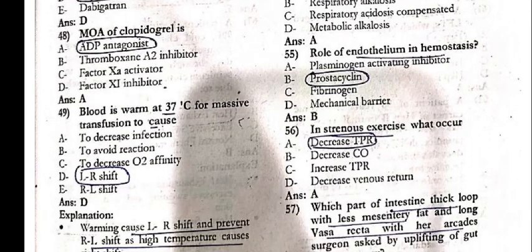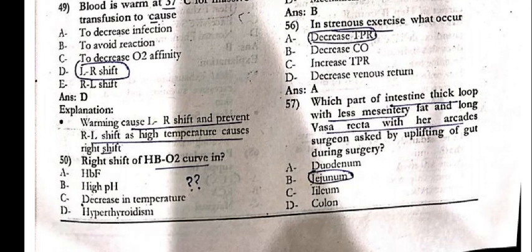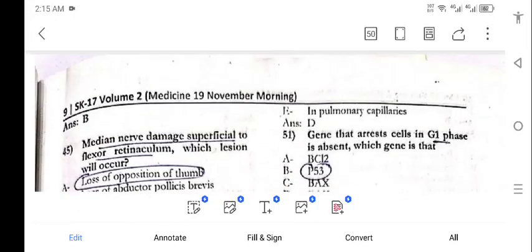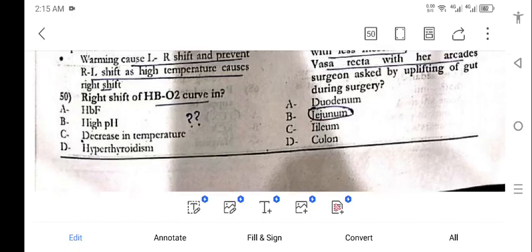Blood warmed to 37 degrees Celsius for massive transfusion causes the left to right shift. Next, 50, the right shift of the hemoglobin oxygen curve. That is delta right option in this case.